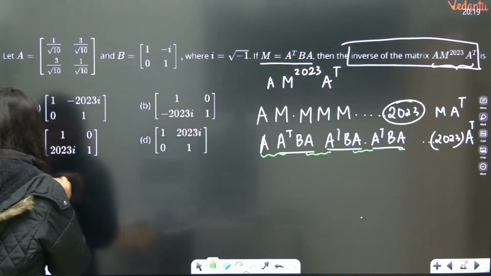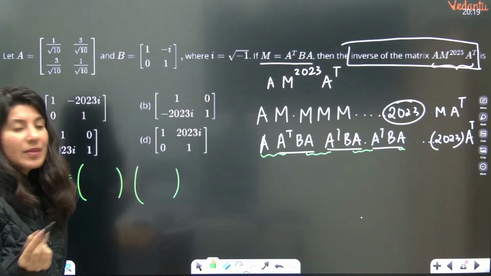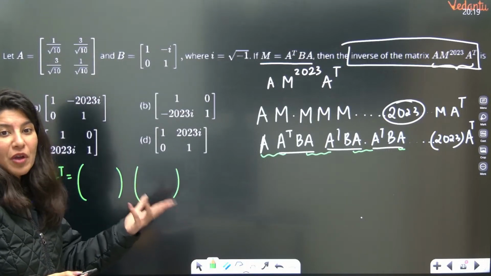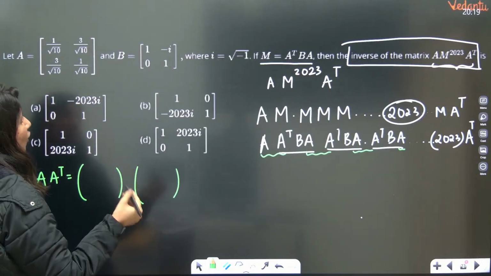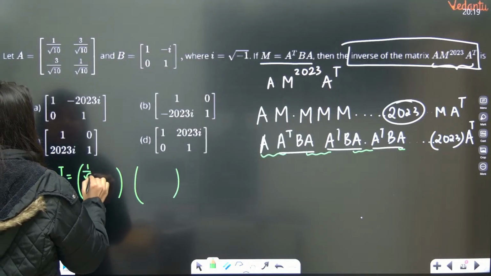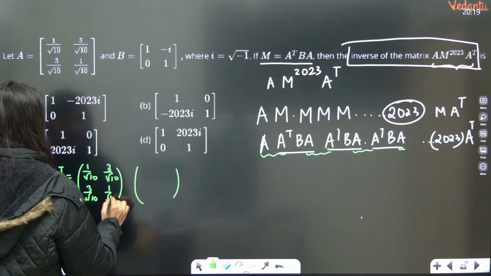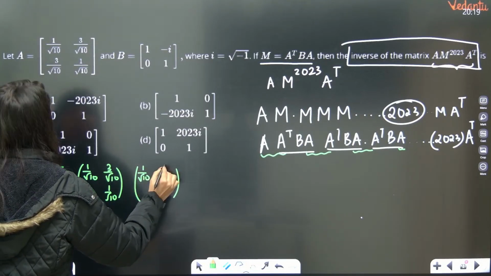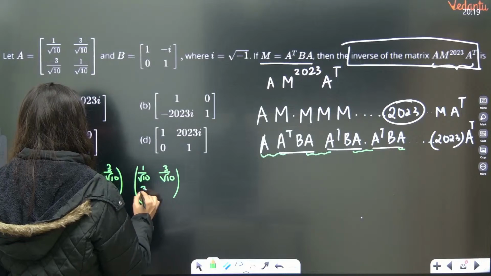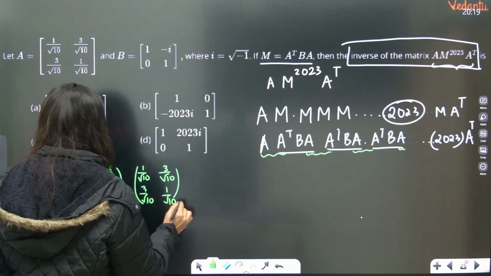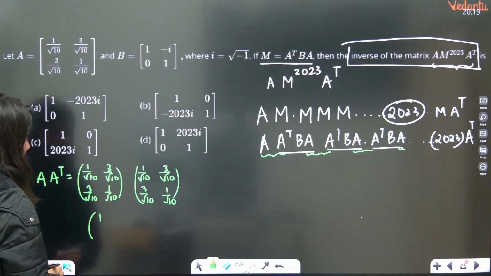So if you multiply A and A transpose, what are you going to get? Obviously there will be something, and we have to be very sure. If you have practiced enough, you'll say A A transpose is going to become identity matrix, or something like that. So 1 by root 10, 3 by root 10, 3 by root 10, 1 by root 10. Transpose 1 by root 10. Is there any negative sign? 3 by root 10, 1 by root 10. This multiply this, 1 plus 9, so can you see 10? So this is 1.